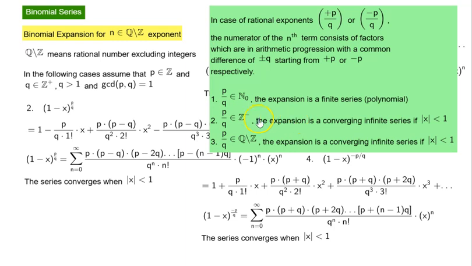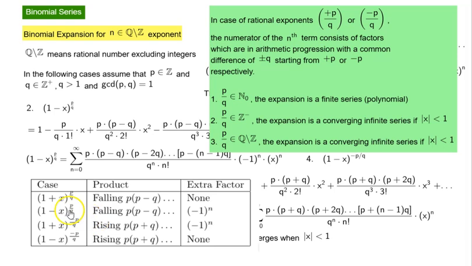Now, as we saw, when p by q is in natural numbers, basically including 0 here, the expansion is a finite series or a polynomial. When p by q is a negative integer, the expansion is a converging infinite series if absolute value of x is less than 1. And when p by q is a rational number excluding integers, the expansion is a converging infinite series if absolute value of x is less than 1.